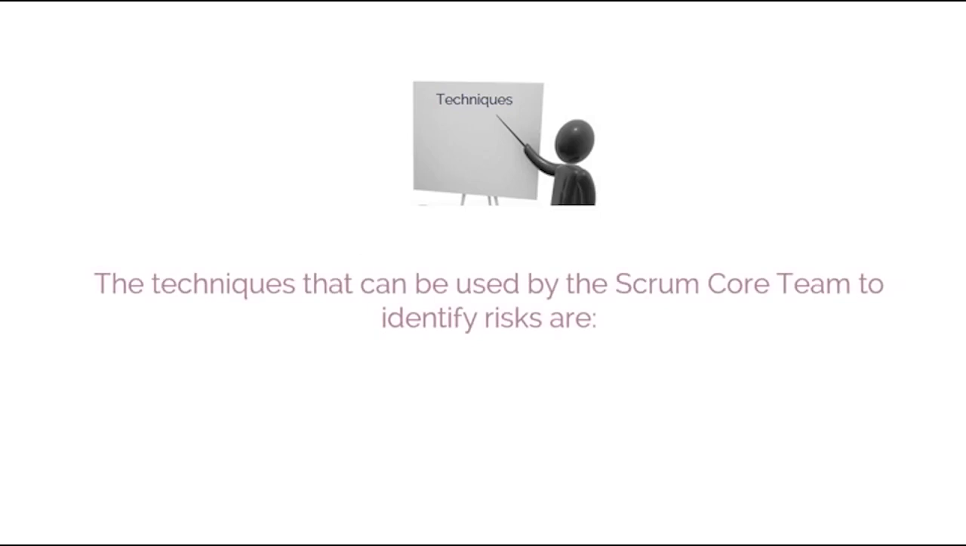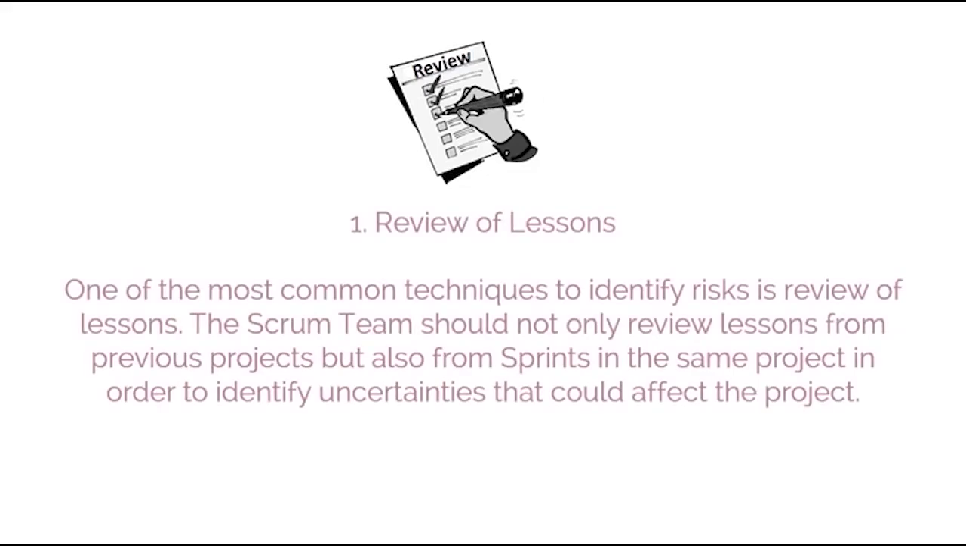The techniques that can be used by the Scrum core team to identify risks are 1. Review of lessons. One of the most common techniques to identify risks is review of lessons. The Scrum team should not only review lessons from previous projects, but also from sprints in the same project in order to identify uncertainties that could affect the project.